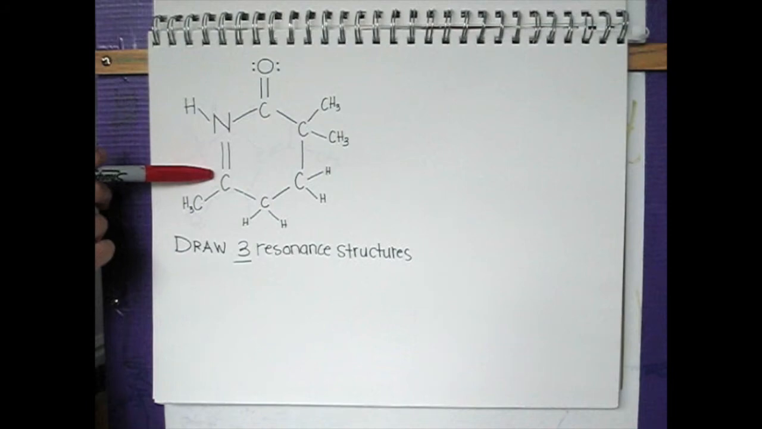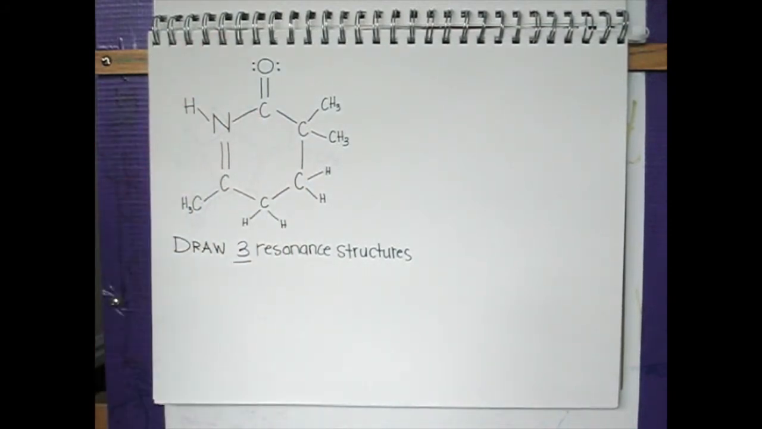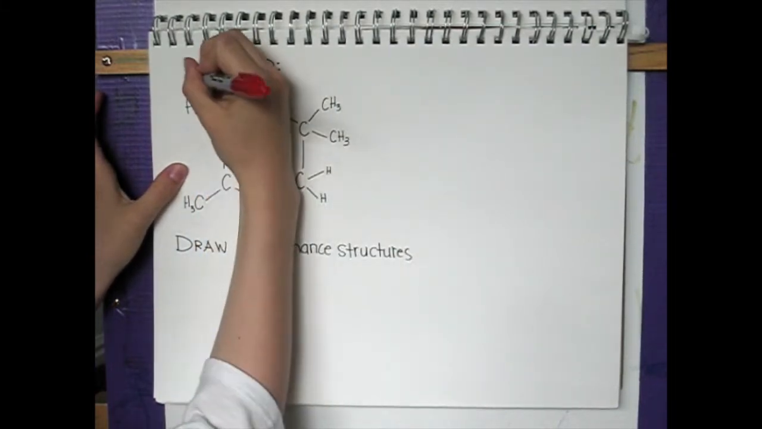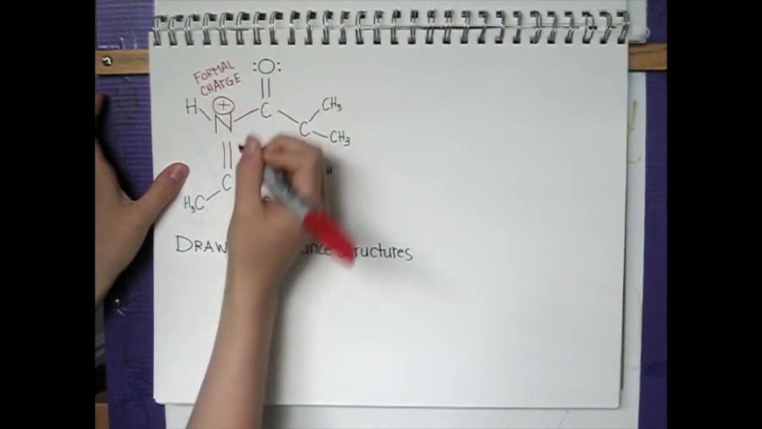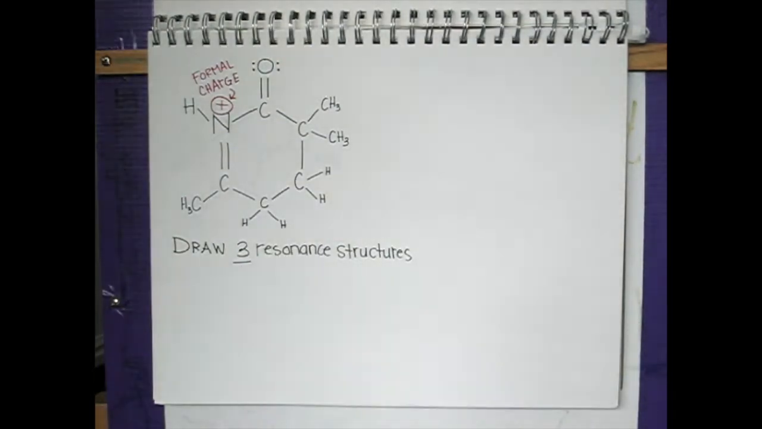Carbons like to have 4 bonds. All of our carbons have 4 bonds. Oxygen likes 2. Nitrogen usually likes 3 bonds. Since he has an extra, he's going to be positive. I like to circle my formal charges because they're easier to see that way. Formal charges help you see how electrons might move in a structure.